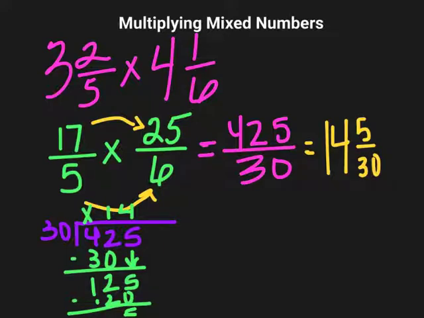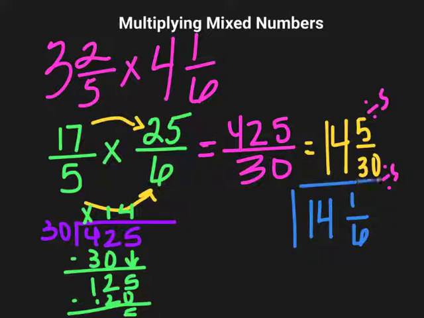This one can be reduced by 5 before we do our final answer. Because remember, our answers always need to be in simplest form. So we're now going to have 14 as our whole number, 1 over 6. That is now our final answer.